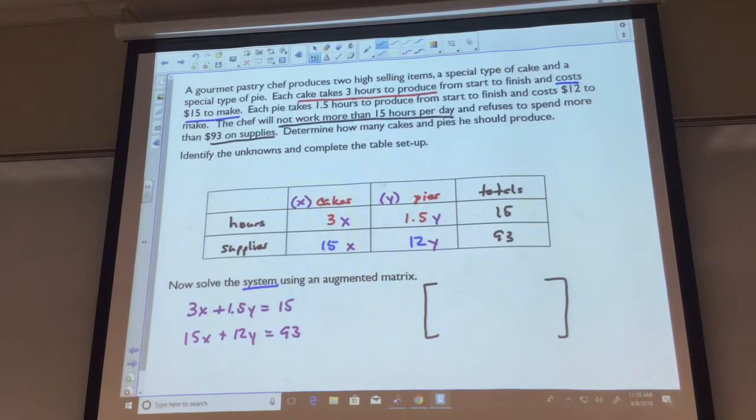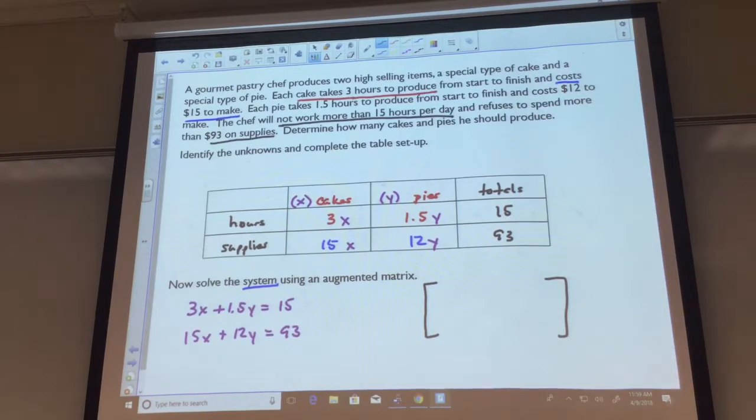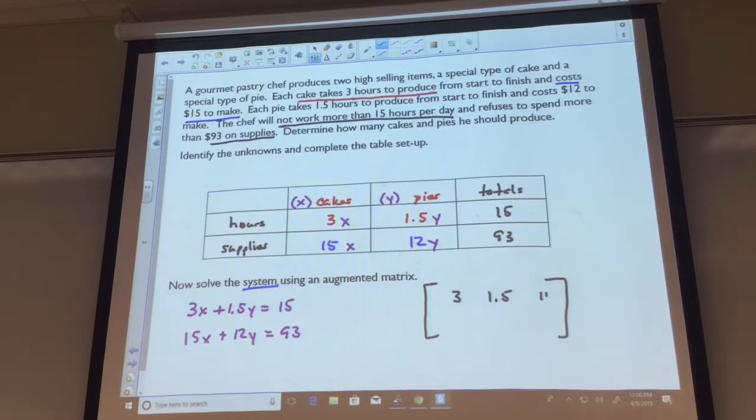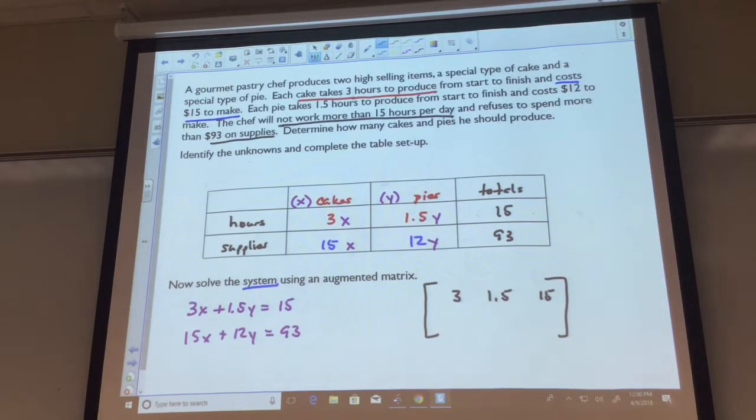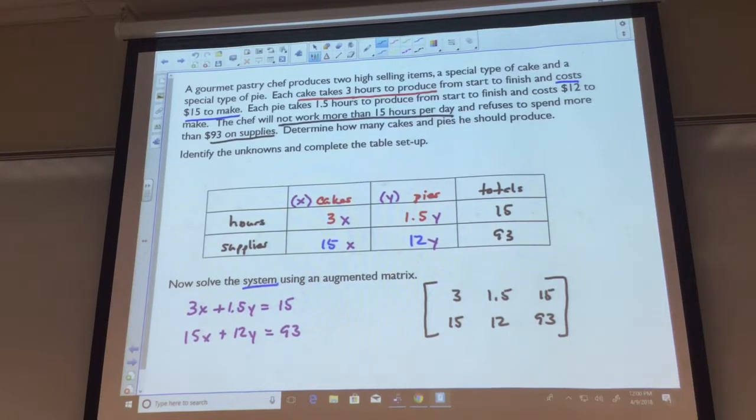This is why we like the table approach. So what are the coefficients? What are the number values on the first row? 3, 1.5, and 15. What are the number values on the bottom row? 15, 12, and 93. There's your augmented matrix. There's your system.